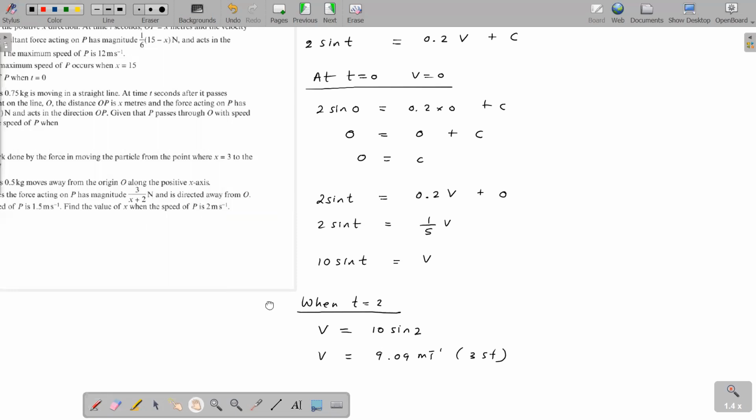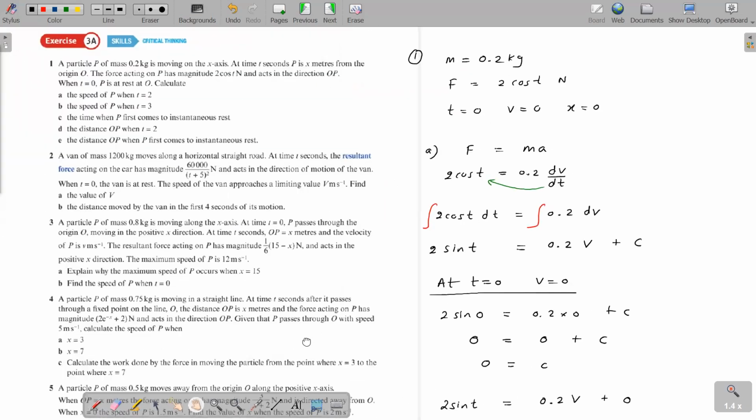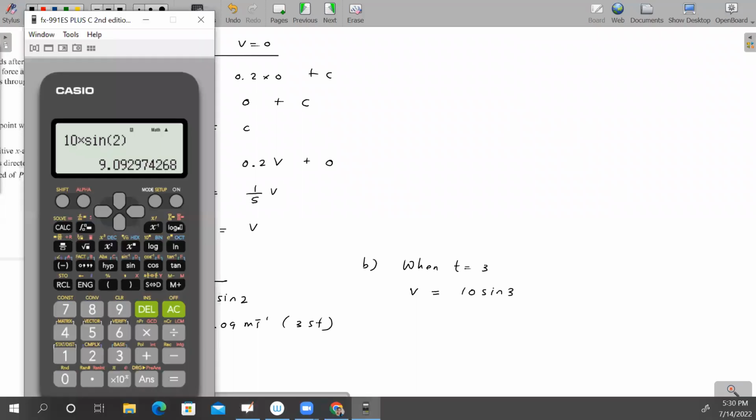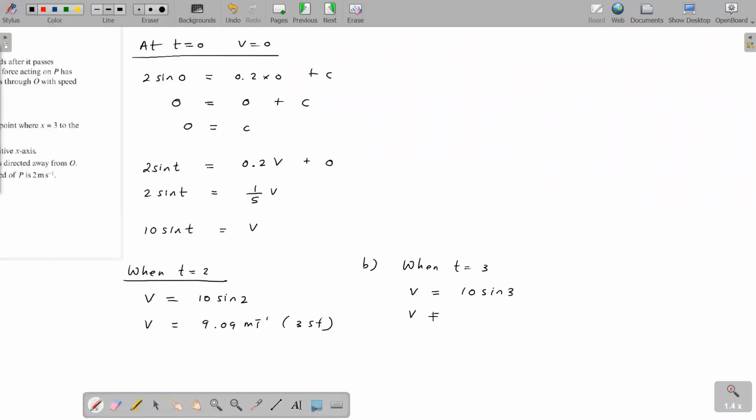Then the next one, they ask us to find the speed of P when t equals 3. So part B, when t equals 3, is it difficult? All you have to do is substitute the t value as 3. So we have the v equation, v equals 10 sine t. So t is 3. Just type the value in the calculator, 10 times sine 3. So you get the answer, v equals 1.411. So correct to 3SF, v equals 1.41 meters per second.